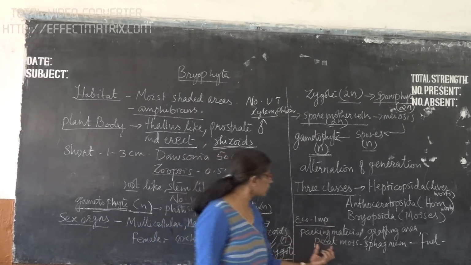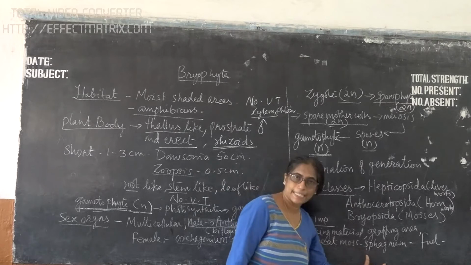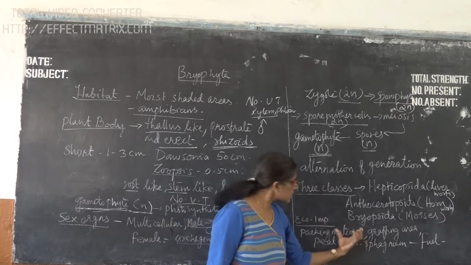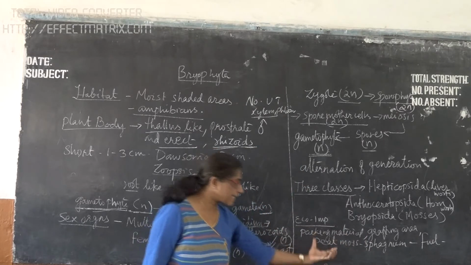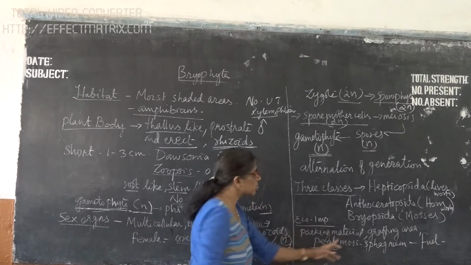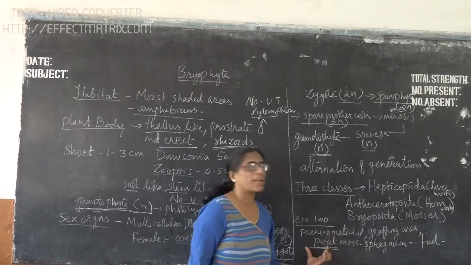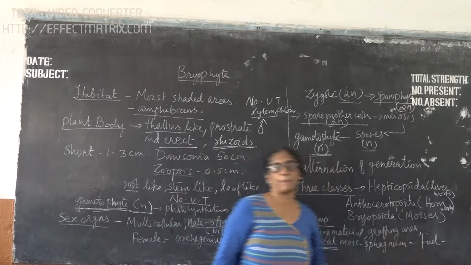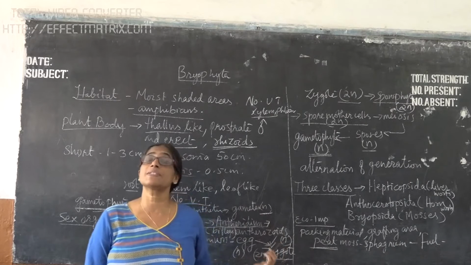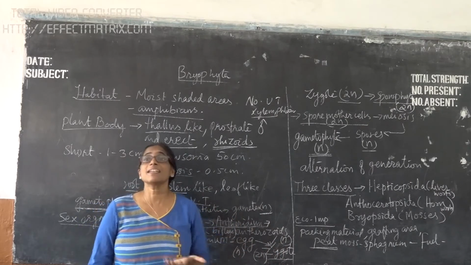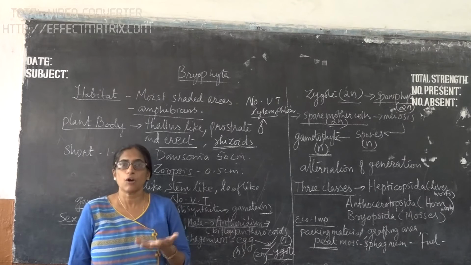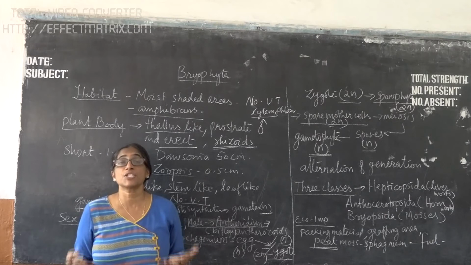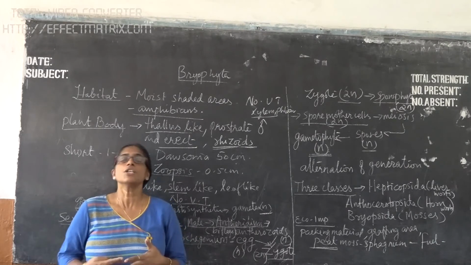One member of this group is sphagnum. Sphagnum is also called peat moss, because the dry plant body of sphagnum is called peat. So this dry plant body of sphagnum, the peat moss, is used as fuel. The farmers also use this peat to improve the texture of the soil, because it can hold water and increases the water holding capacity of the soil.